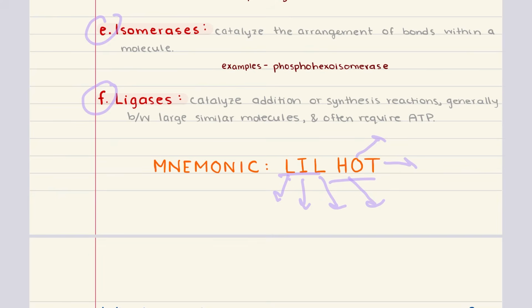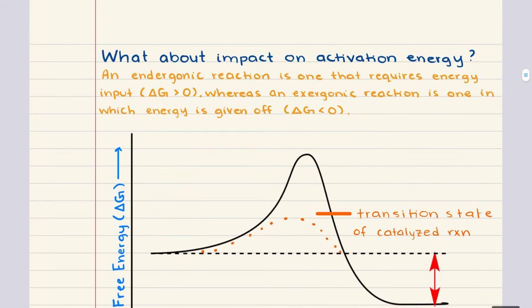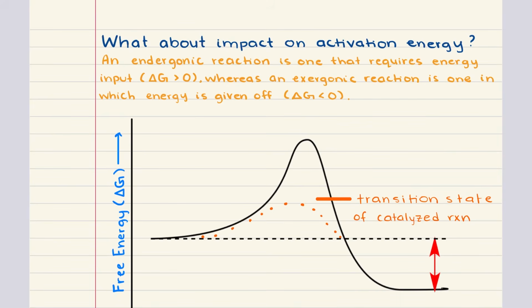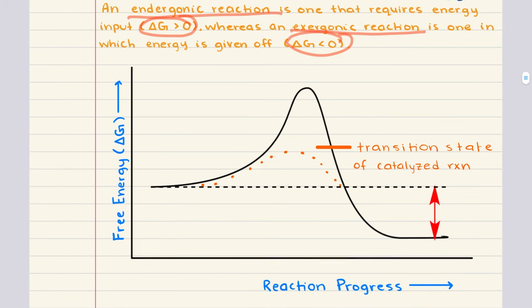Now, before we move on, I want to circle back to one of the most important effects enzymes have, their impact on activation energy. To understand this, we need to first distinguish between 2 types of reactions based on free energy, or delta G. An endergonic reaction is one that requires energy input to proceed, so its delta G is positive. On the other hand, an exergonic reaction is one that releases energy, meaning its delta G is negative. Now, here's the key point.